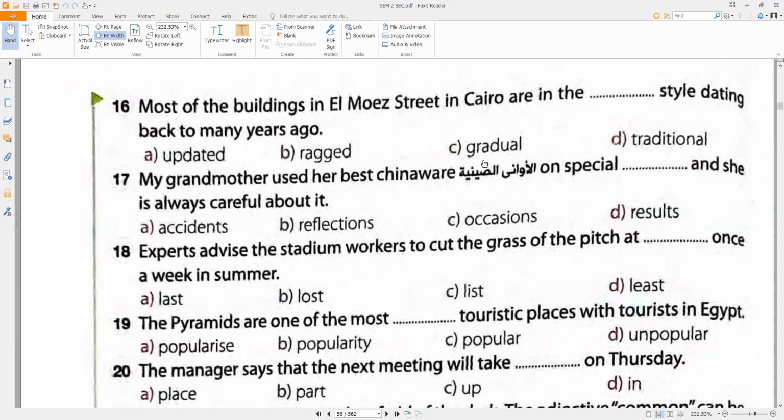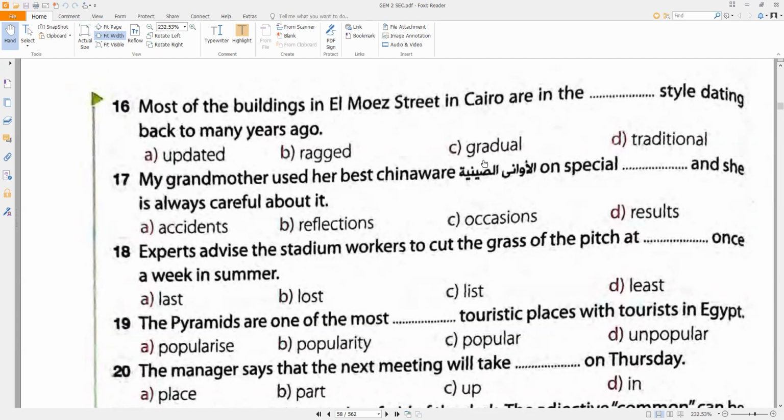It's in every Egyptian house. Your grandmother, your mom used her best chinaware, of course, on a special occasion. And after the occasion finished or ends, quickly kept them again.